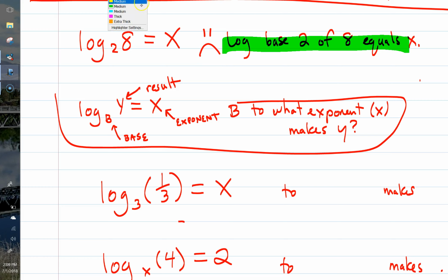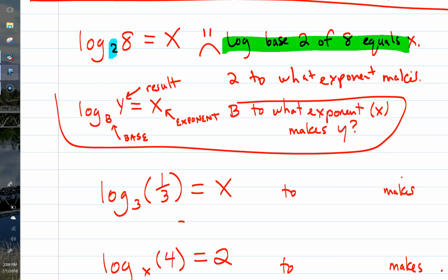But if I took the base and I said 2, fill that in, to what exponent makes the y, which is the result. Here the result is the 8. 2 to what exponent makes 8. I would look at this and go, yeah, 2 to the third, x is 3. And you'd be right.